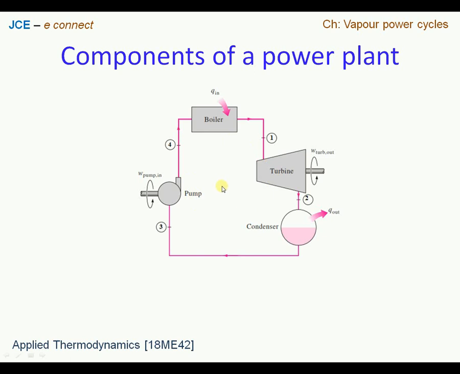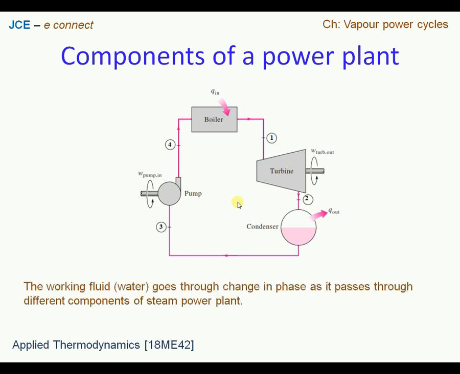This is a schematic view which is representing the important components of a steam power plant. The working fluid that we are using here is water, and the water is converted to steam basically, and then we see that the working fluid, that is steam, goes through various changes in processes across the components. Now let us look at the Rankine cycle.